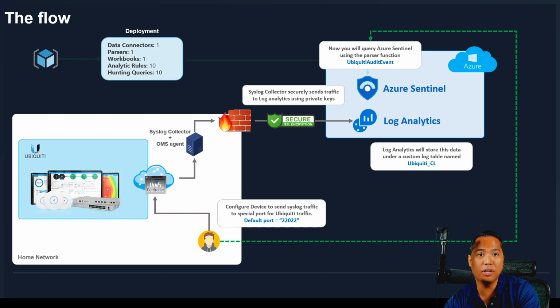Okay, so that's the main parser function that we'll be using. That's the main parser function that's going to be used by the analytic rules, the queries, and the workbooks. I'm going to show you how to configure Azure Sentinel and a syslog collector from scratch. If you already have Sentinel and a syslog collector in your home or on a personal subscription, then you can skip forward into the configuration. But all of us are at different points in deployment, so we are going to configure it from scratch.